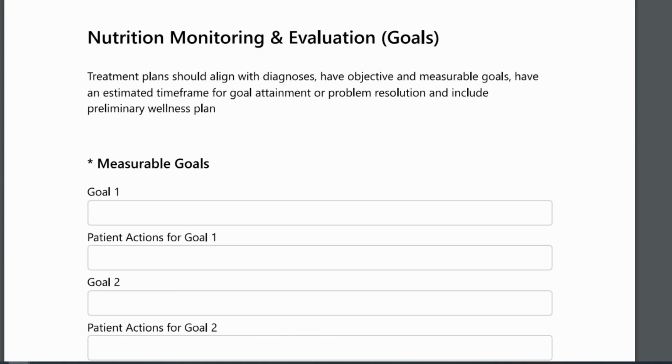Next is the nutrition monitoring and evaluation, which should align with your intervention. Together with the patient, we would set specific goals and action items to complete between the appointments. Some beginning goals I have set with patients include Goal 1, areas and level of knowledge. And then under patient actions for Goal 1, review emailed information on fiber. And then for Goal 2, I might have self-monitoring at agreed upon rate. And then the patient actions being track for 7 days using the chart provided and upload to the portal.